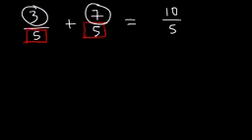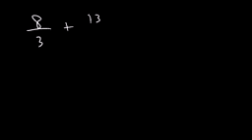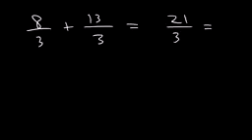When adding and subtracting fractions, the denominator doesn't change. 10 divided by 5 reduces to 2. So that's the final answer. So let's say if we have 8 over 3 plus 13 over 3, we can add 8 plus 13, which is 21. And 21 divided by 3 is 7.